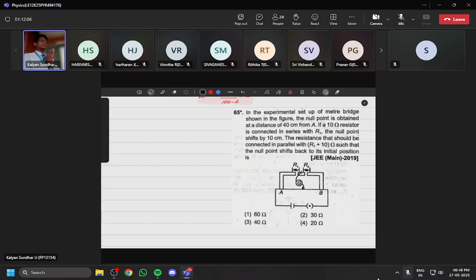So connecting in parallel, I need to bring it back to the original point. So initially R1 and R2 are there. After that, they connect a 10 ohm resistor in series with R1, right? So what is the shift for the 10 ohm resistor? It shifts from 40 centimeters to 50 centimeters. The null deflection was initially at 40 centimeter, now it is moving to 50. Now they are asking that the resistance that should be connected in parallel with R1 and 10 in series, that x value in parallel, so that it comes back to 40 centimeters. So what will be that value?